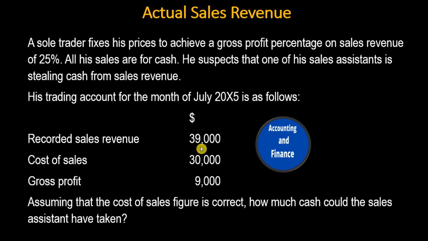Recorded sales revenue, $39,000. Cost of sales, $30,000. Gross profit, $9,000. Assuming that the cost of sales figure is correct, how much cash would the sales assistant have taken?